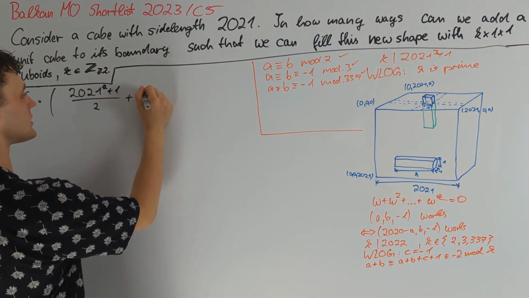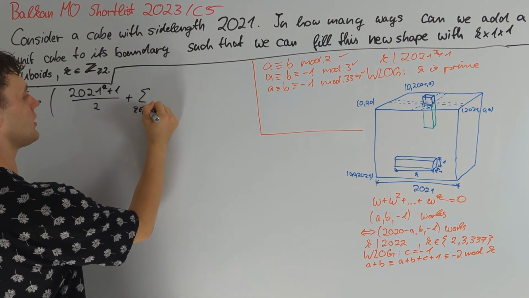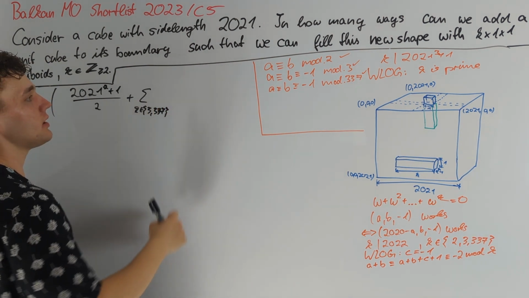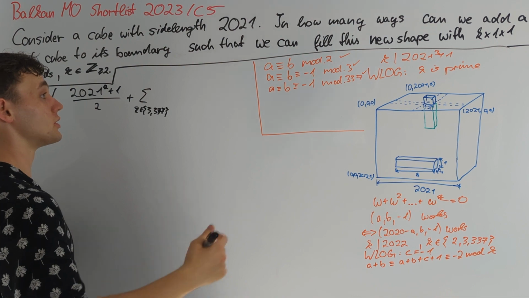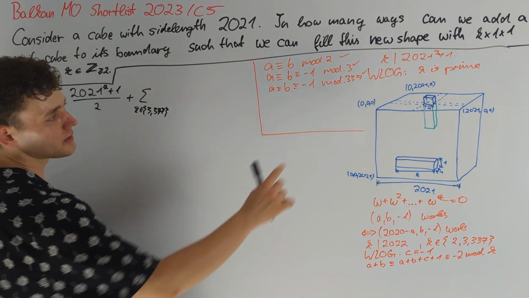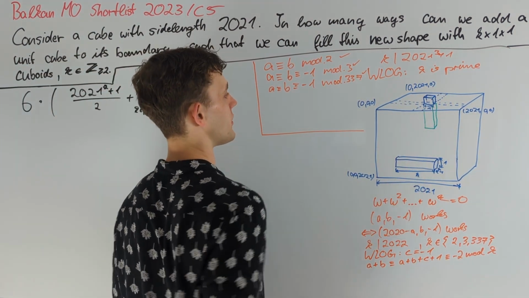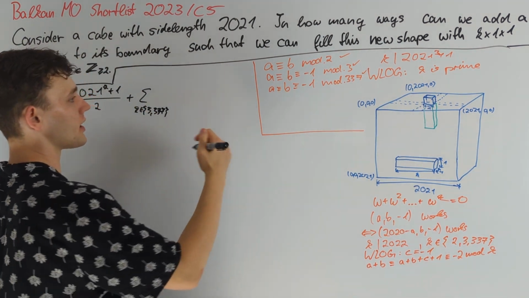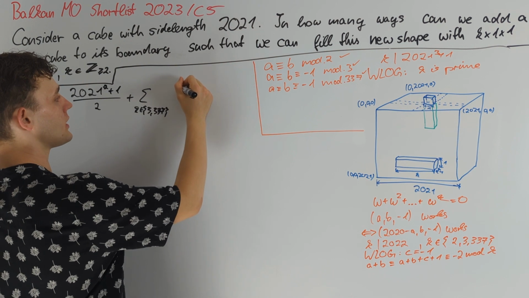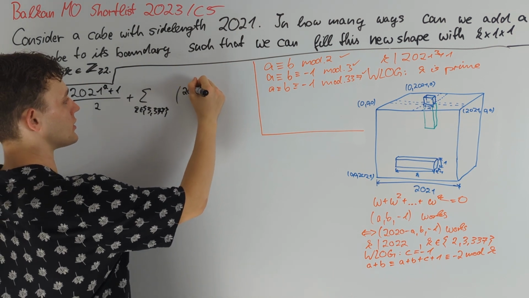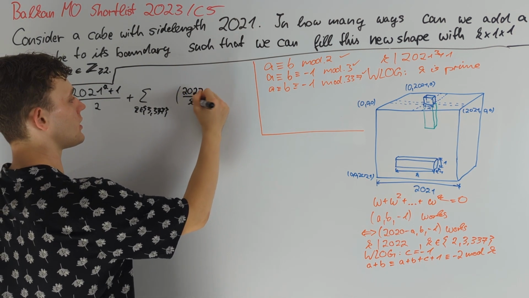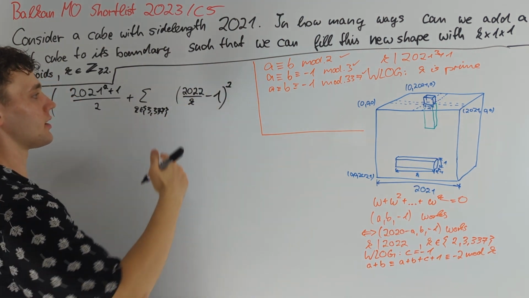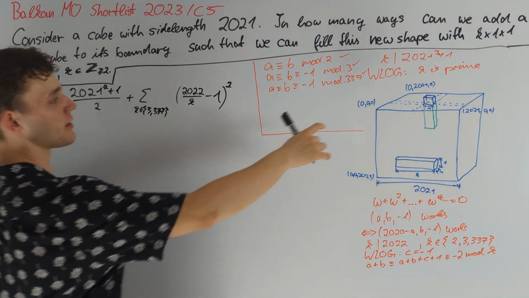So let's write down the sum over k in the set 3, 337. We count the number of pairs a, b such that a is congruent to b congruent to minus 1 modulo k. This corresponds to a grid on this square with distance k, and by its placement, the number of columns of this grid is equal to 2022 divided by k minus 1. And so the square of this number is the number of points in that grid.